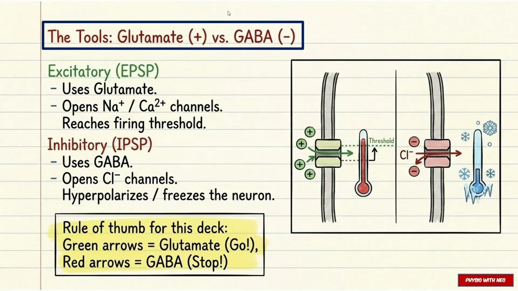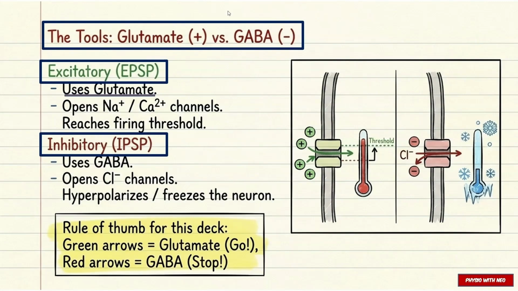There are two types of signals, excitatory and inhibitory. Excitatory signals use glutamate, open sodium and calcium channels, reaching the threshold, whereas inhibitory signals use GABA. It opens chloride channels, hyperpolarizes and freezes the neuron. Remember this rule of thumb we have used in the last few slides: the green arrow shows glutamate and the red arrow shows GABA.